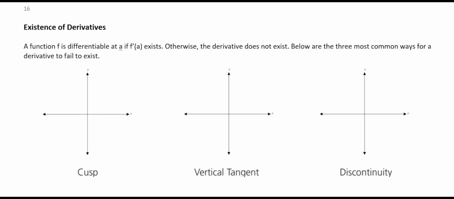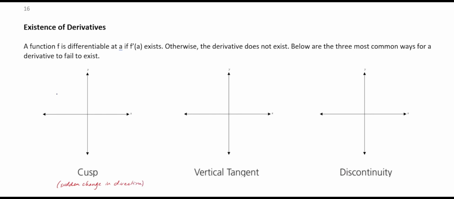Now we're going to look at when a derivative actually exists. So function f is differentiable at a if f prime at a exists. Otherwise, the derivative does not exist. Below are the 3 most common ways for a derivative to fail to exist. So the first is what we call a cusp, and a cusp is a sudden change in direction.